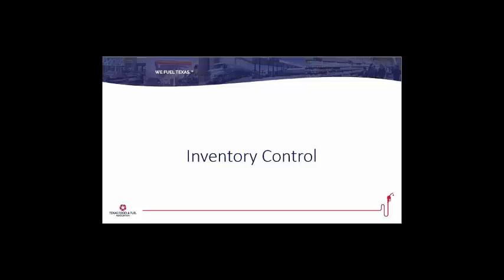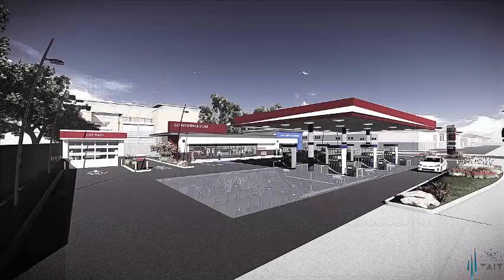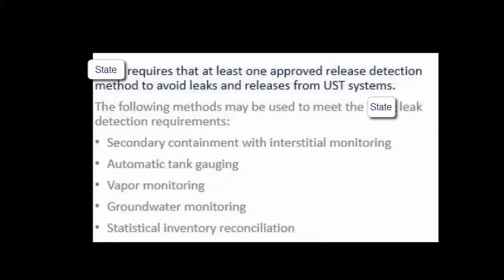Inventory control by itself is not an allowable method for release detection. However, it is a critical part of detecting leaks or releases. If you own or operate a retail facility that sells fuel products to the public, you are required to perform inventory control in addition to any allowable method of release detection being utilized. In addition, inventory control can be directed by the TCEQ, especially at facilities with a suspected release.